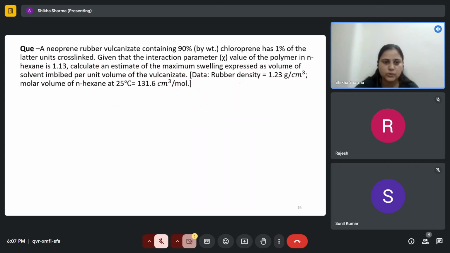Okay. So we are moving to our next question, which is our last question for today. In a neoprene rubber vulcanizate containing 90% chloroprene by weight, where 1% is cross-linked, and the chi value is given as 1.13 in the n-hexane solvent, calculate an estimate of the maximum swelling expressed as volume of solvent imbibed per unit volume of the vulcanizate. The density of the rubber and the molar volume of n-hexane are given. So let's calculate this question.